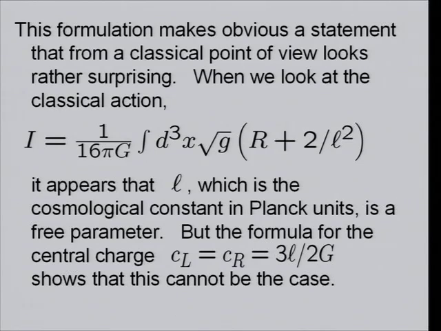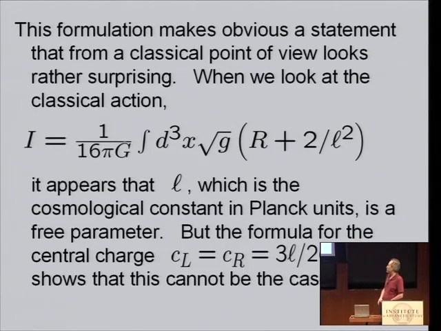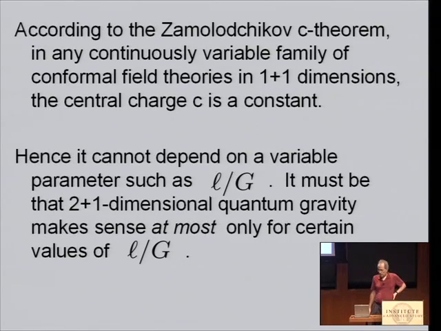Now, this formulation makes obvious a statement that from a classical point of view looks rather surprising. When we look at the classical action, it appears that L, which is the cosmological constant essentially in Planck units, is a free parameter. But the formula for the central charge shows that this must be wrong. According to the Zamolodchikov C theorem, in any continuously variable family of conformal field theories in 1 + 1 dimensions, the central charge C is a constant. Hence, it cannot depend on a variable parameter such as L over G. It must be that 2 + 1 dimensional quantum gravity makes sense at most only for certain values of L over G.